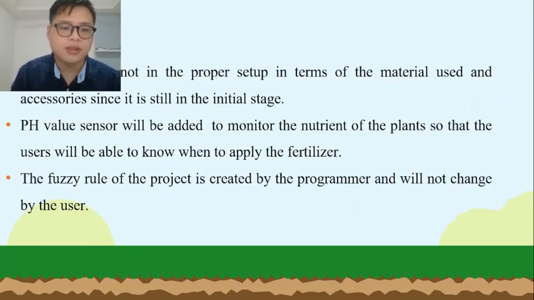The project is not as in the proposal in terms of materials and accessories, since it's still in an initial state. A pH sensor will be added to monitor the nutrients of the plant, so that the user will be able to know when to apply the fertilizer. The fuzzy rules of the project are created by the programmer and cannot be changed by the user. Therefore, in the future, we will set up software that can be controlled by the user.